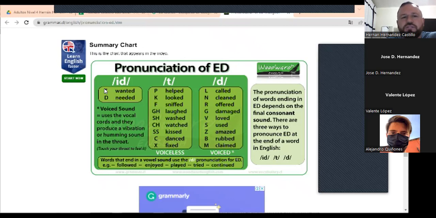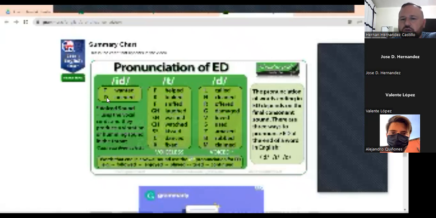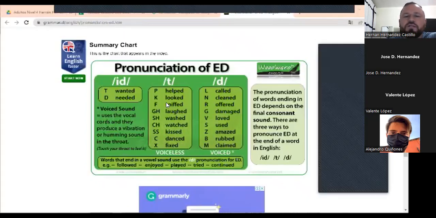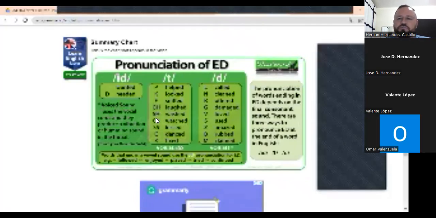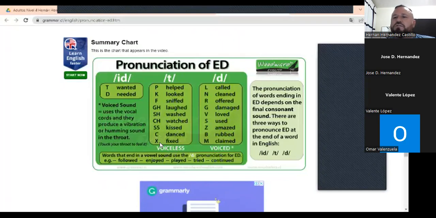We already mentioned T and D are the only ones that have the id sound. Those are the easiest to remember. Then we continue with the rest of the letters. For example, the words that end with P, K, F, GH, SH, CH, double S, C, or X will have a T sound.